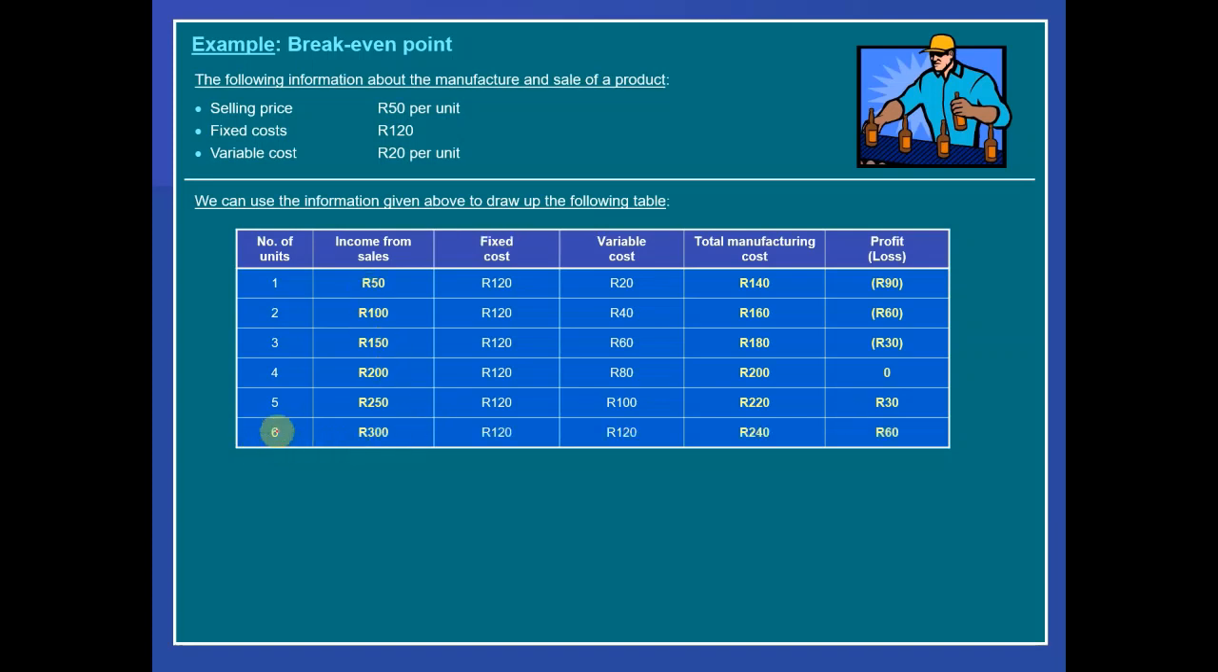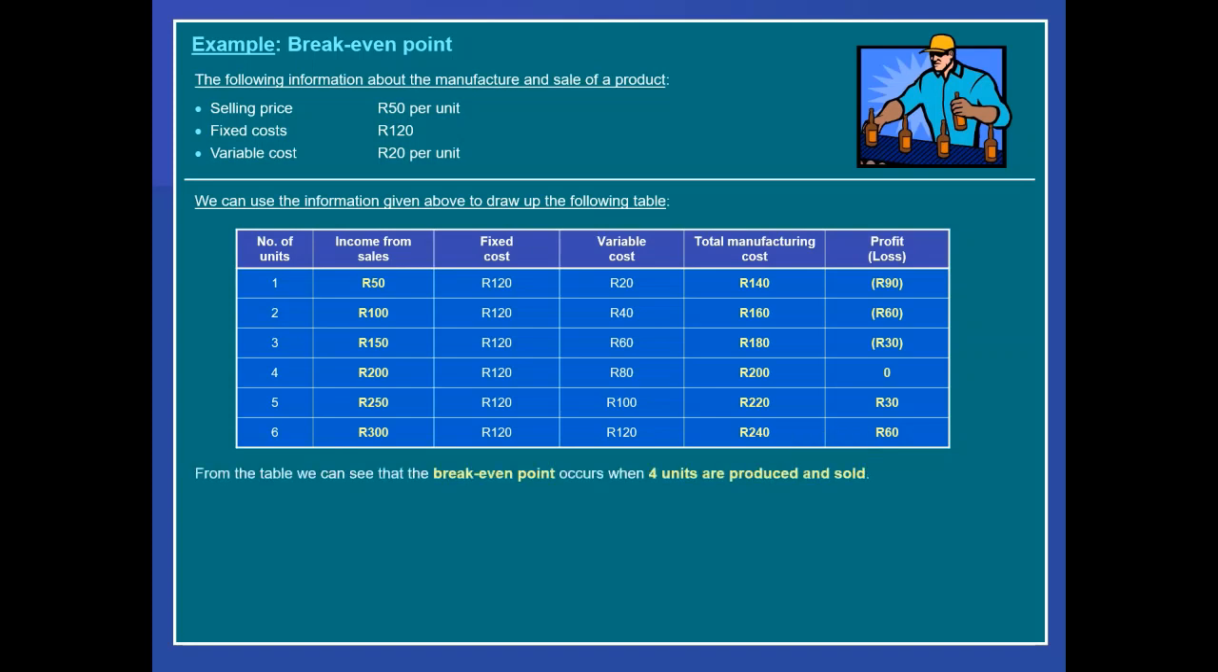And then if we produce 6 units and sell them all, it is 50 Rand times 6, it's 300 Rand income from sales. Fixed cost stays constant at 120. The variable cost is now the 6 units times the 20 Rand per unit, which results in 120 Rand. Total manufacturing cost is the 120 fixed costs plus the 120 variable, which results in 240 total manufacturing costs. The 300 income from sales minus the 240 total manufacturing cost results in 60 Rand profit.